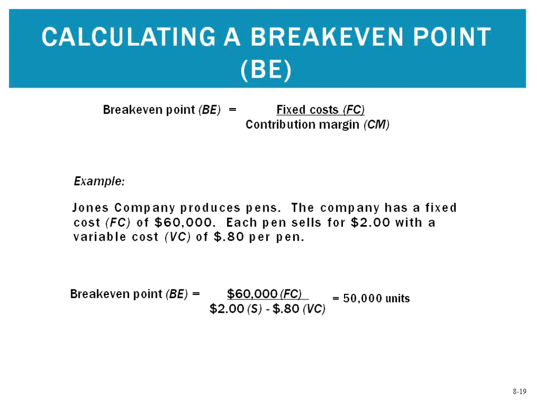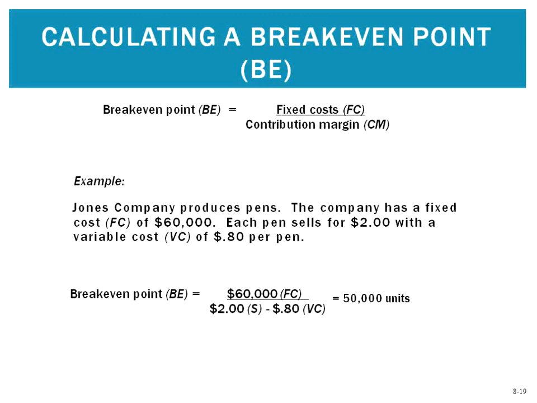So our fixed costs, those are our operating costs, our operating expenses, rent and all those business expenses that are not related to the actual product. So again, Jones company produces pens. The company has a fixed cost of $60,000. Each pen sells for $2 with a variable cost of 80 cents per pen. Now your break-even point, what is that? That just means how many pens do I have to sell to break even, to cover all my costs, not only to cover my cost of the product, but also to cover my fixed cost.